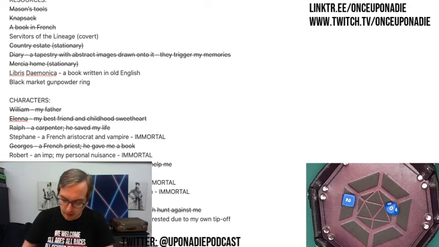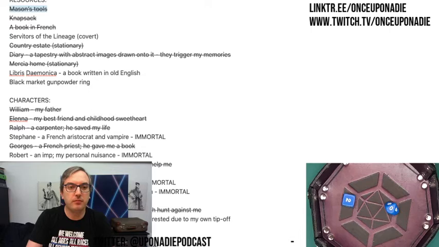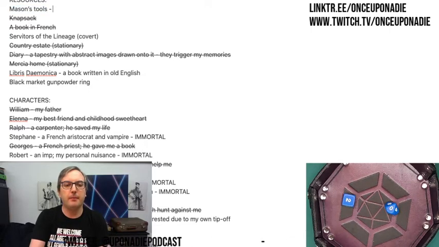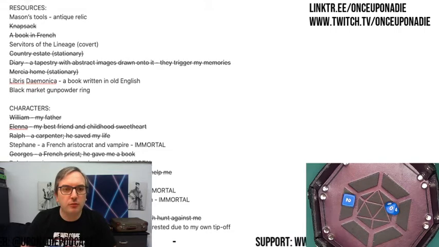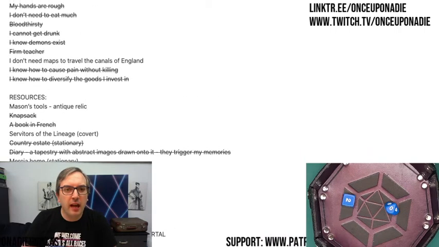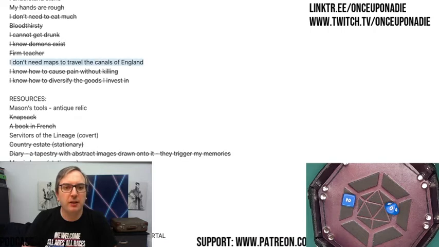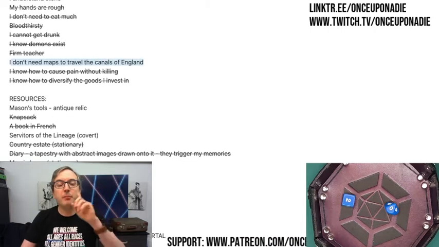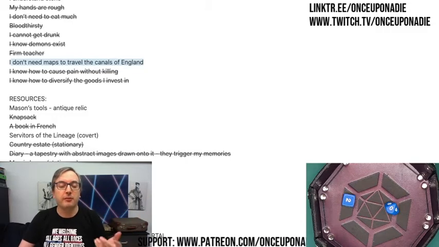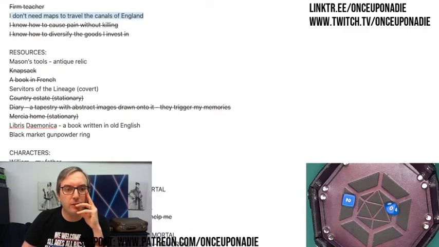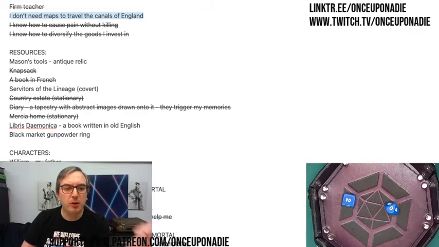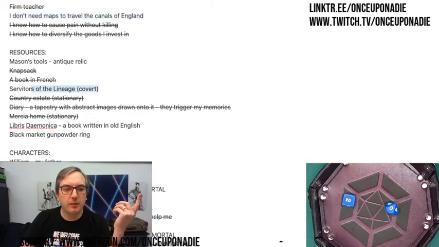So I gained the antiquity as a resource. So the mason's tools come back. They are now an antique relic. I have to check a skill or lose a resource in order to do this. The only skill I have left right now is I don't need maps to travel the canals of England. I added of England to that, by the way, between my last playthrough and this one, because I realised if I'm ever anywhere else, I'm not going to have that knowledge. Or lose a resource, which is either my book, my gunpowder ring, my servitors. Yeah, those are the only three things.